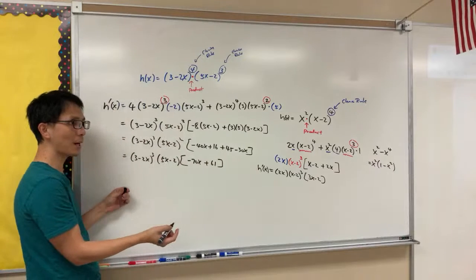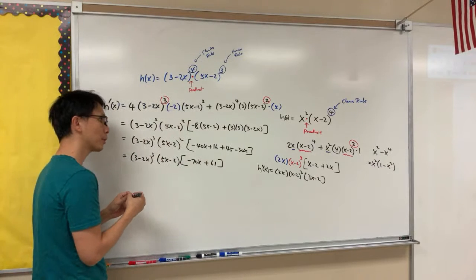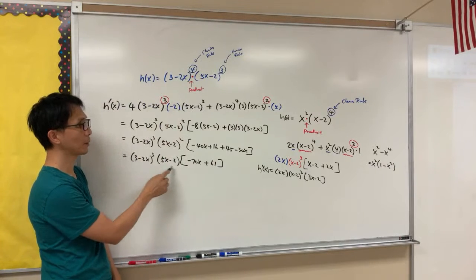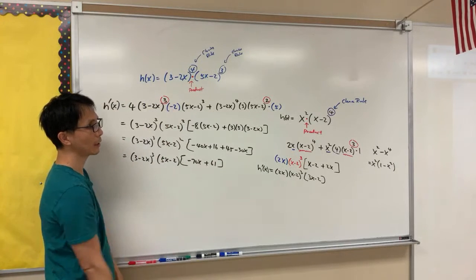Again, there's a horizontal tangent here. Sorry, horizontal tangent. The horizontal tangents are going to be located at 3 over 2, 2 over 5, and 61 over 70.